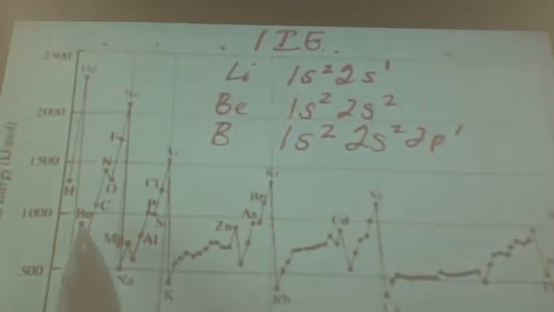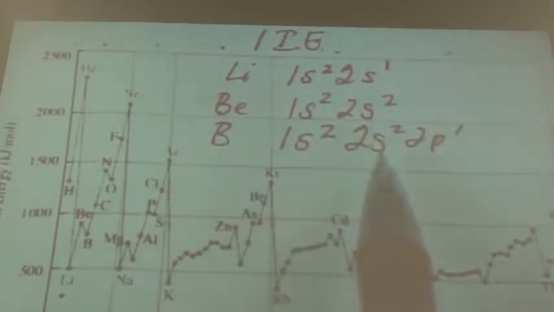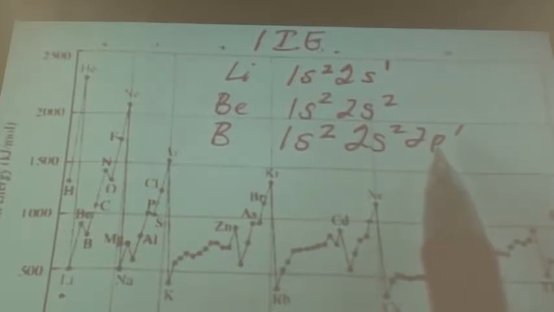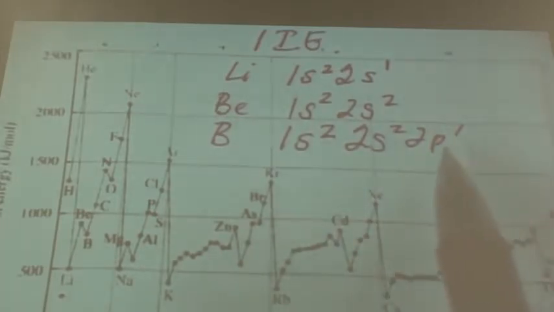Okay, now here's something weird. Boron's electron configuration, 1s2, 2s2, 2p1, the ionization energy actually went down. So is that how big the atom is? Yes, it has to do with how far away and the energy level of this p is. Remember, s orbitals penetrate closer to the nucleus than p does. Okay, that means this is more loosely held than this. So the ionization energy goes down a little bit.